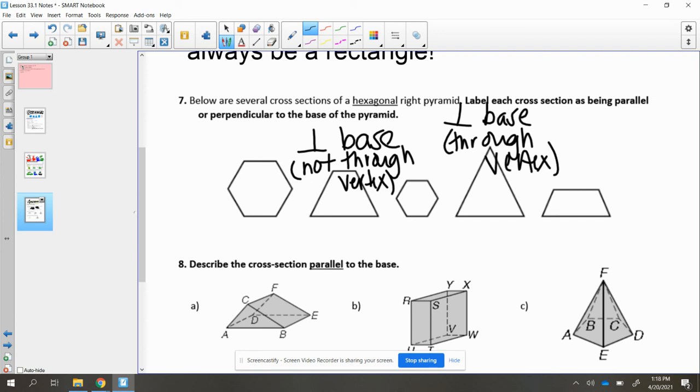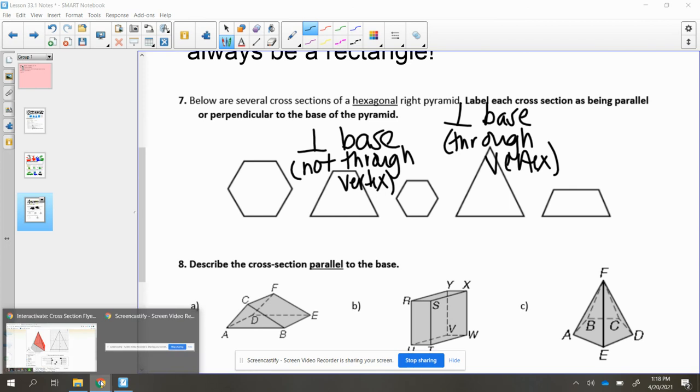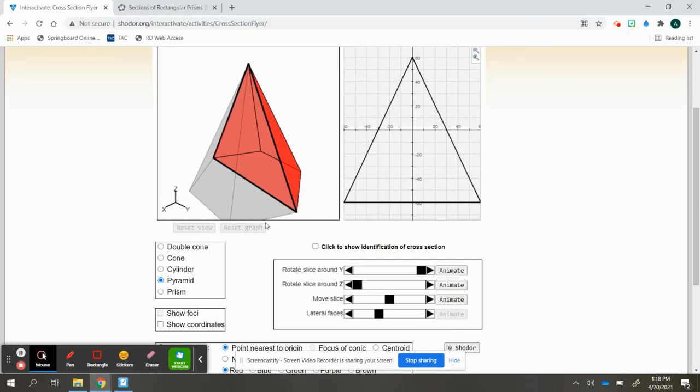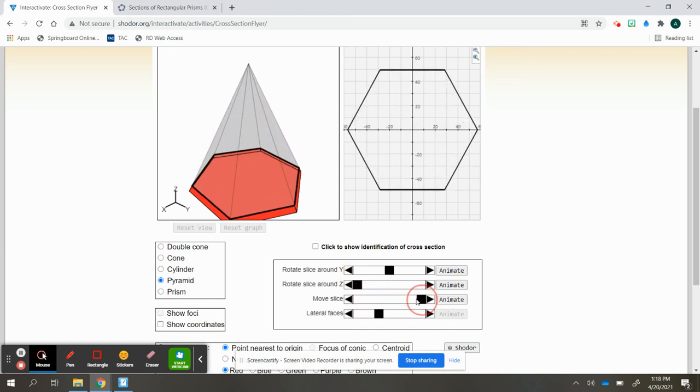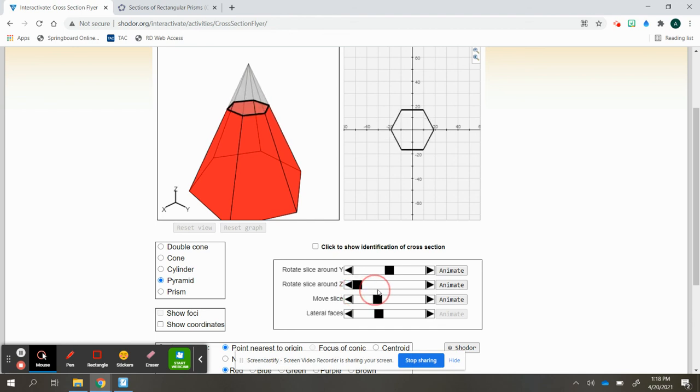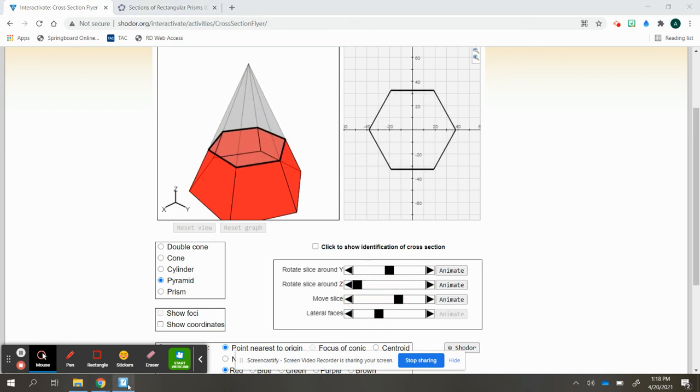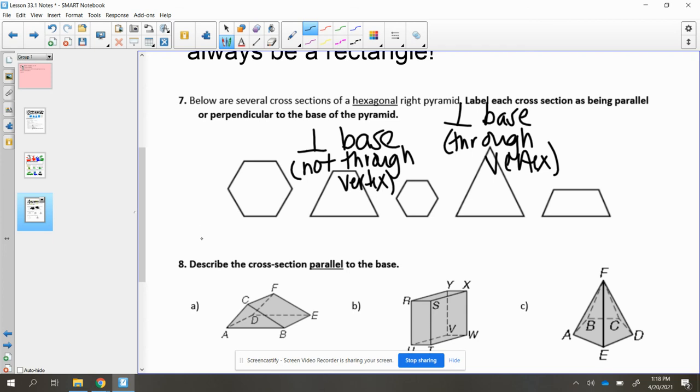Versus these ones that are hexagonal shaped will have to be the same shape as the base. So these would be an example of when we are parallel to the base, because if they look like a hexagon, they have to be the same. Now, as we move this slice up and down, notice it's not going to be the exact same size, but it's always going to be a hexagon. So the ones that look like hexagons would have to be the ones that are parallel to the base.